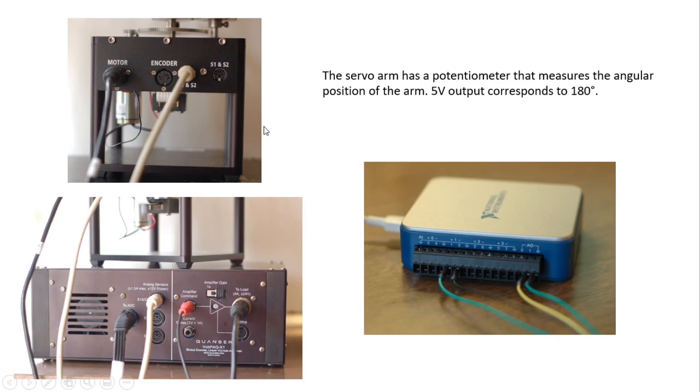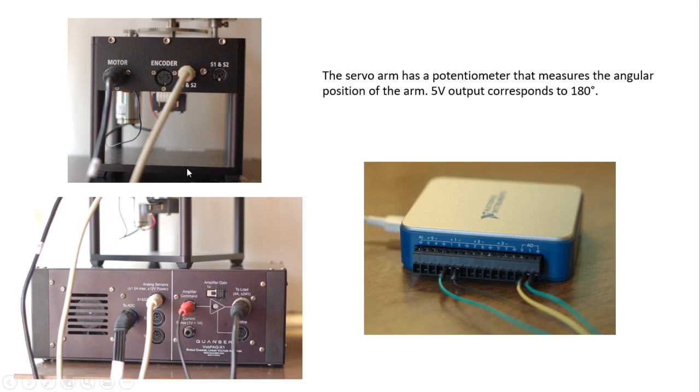So how does it work? This arm has an encoder and a potentiometer, and we're only going to use the potentiometer. This is reporting the orientation of the arm. How is it reported? It's a potentiometer, so it reports it as a voltage. The 5 volt corresponds to 180 degrees, and negative 5 volt will correspond to negative 180 degrees.